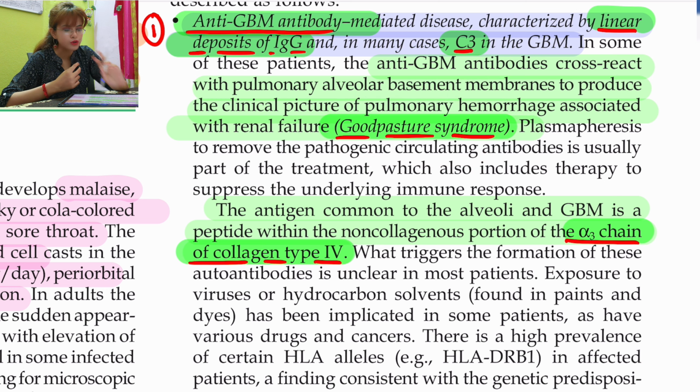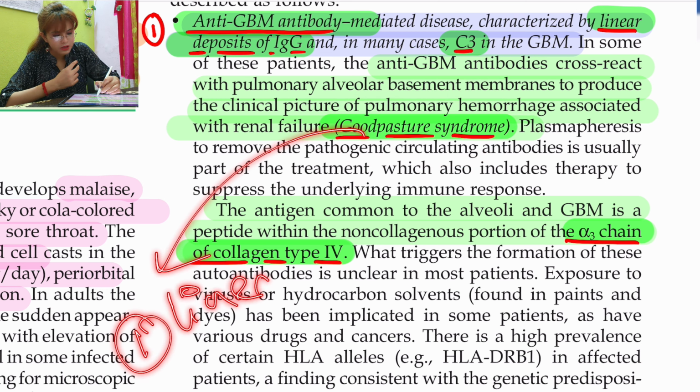There are two important points you have to remember. Number one is going to be your linear deposit, because you have this anti-GBM antibody. And number two is going to be this alpha 3 chain of collagen type 4. Very important. These kind of things will be asked to you in the exam. So this is basically Goodpasture syndrome, which comes under type 1 of RPGN.